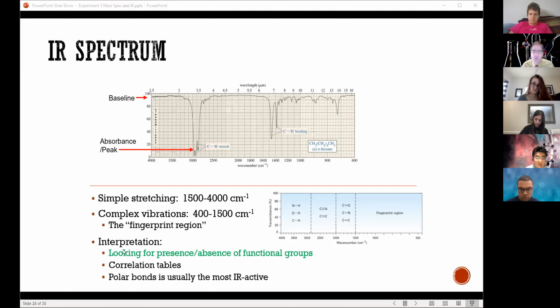So how do you interpret one of these? You sit there, you look at it, you go, what am I looking at? You look for characteristic things. You use the correlation tables. What peaks do I see that might correspond to an alcohol or something like that? So we've got a nice peak here. You almost always see this one at about 3,000 here. This is the carbon-hydrogen stretches and carbon-hydrogen bends because we're looking at organic molecules.